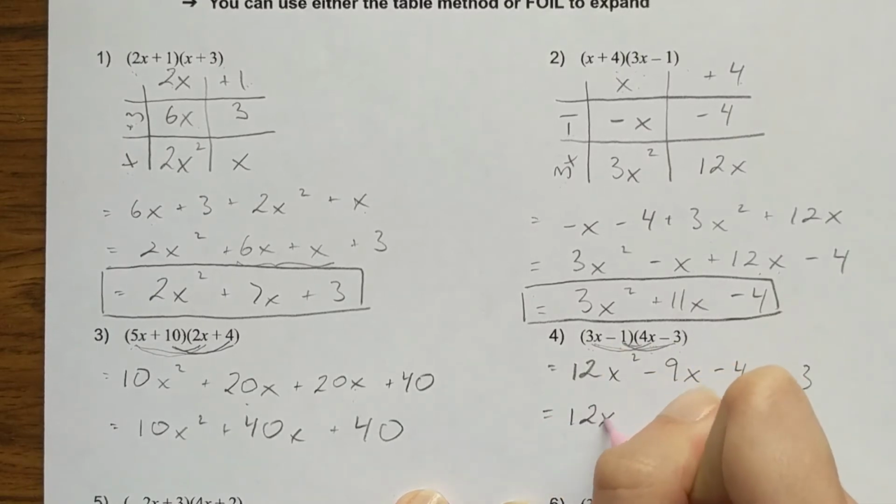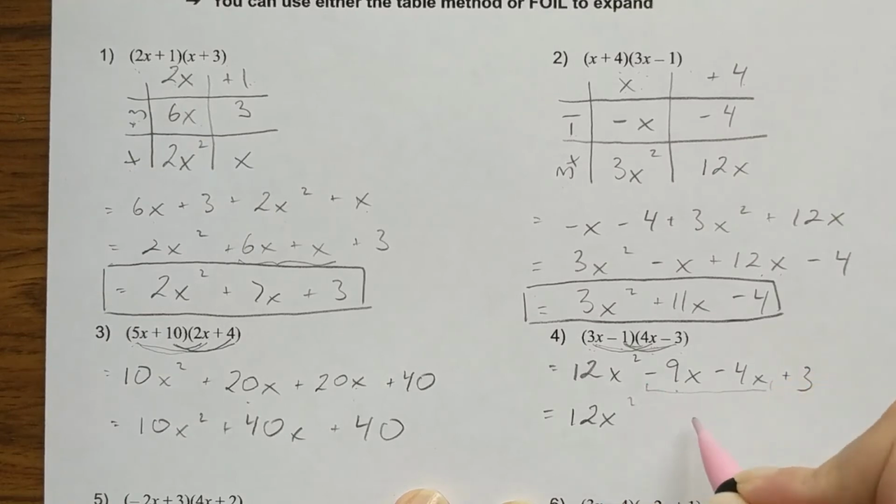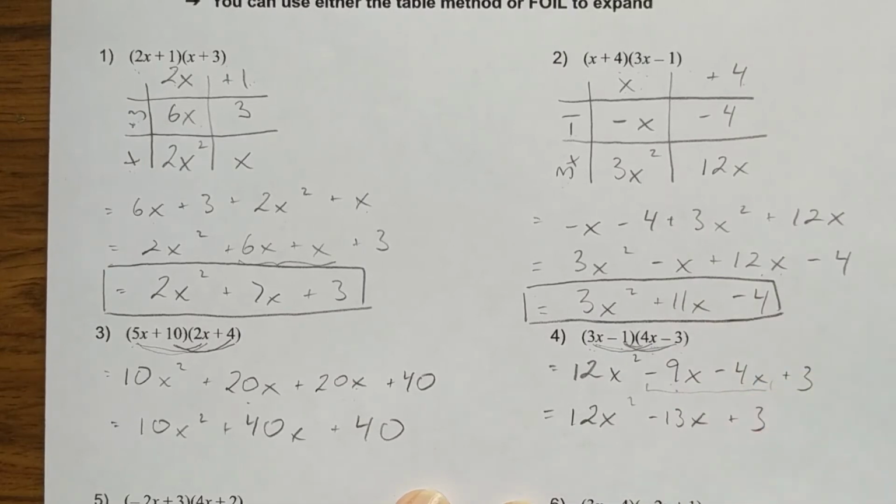This leaves me with 12x squared. I then combine these two terms. Negative 9x and negative 4x are negative 13x plus 3.